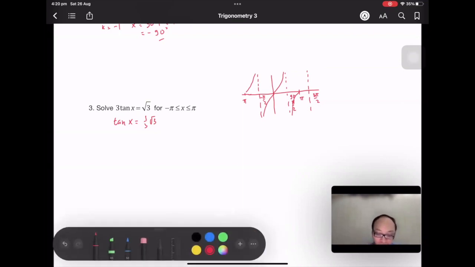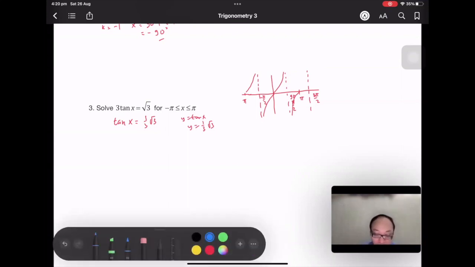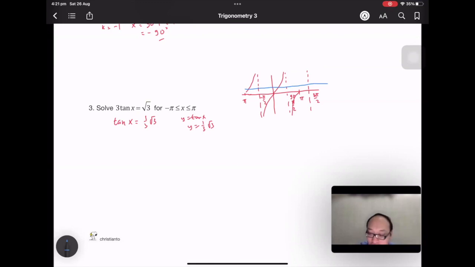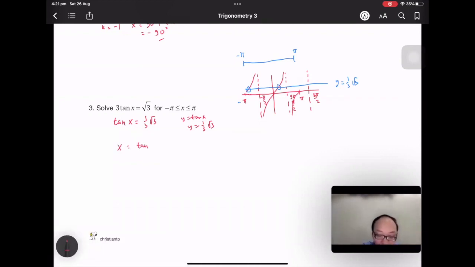Now we have to find the intersection between y equals tangent x and y equals 1/3 √3. So 1/3 √3 is between here, around here. During this region between -pi until pi, we expect to get 2 intersection points. So we can solve this. So x equals tangent inverse 1/3 √3, which is equal to pi/6, yeah?